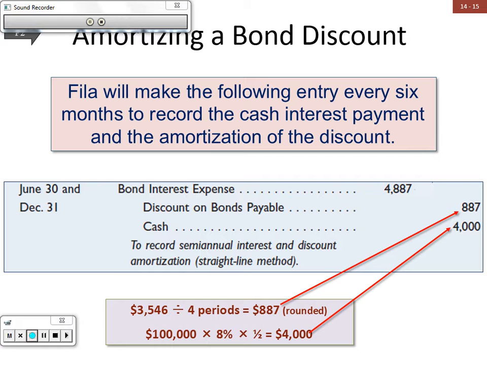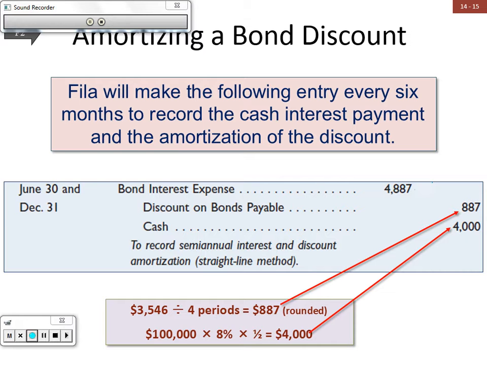Now, amortizing a bond discount. What that is basically saying is here we're showing what discount we're giving, which is the $887. Cash received, because now we're recording interest. They make this journal entry every 6 months to record the cash interest payment, right, and the amortization of the discount. Now, if they were just making a cash interest payment, no amortization involved, no discount involved, this would be much more simple than what you see.